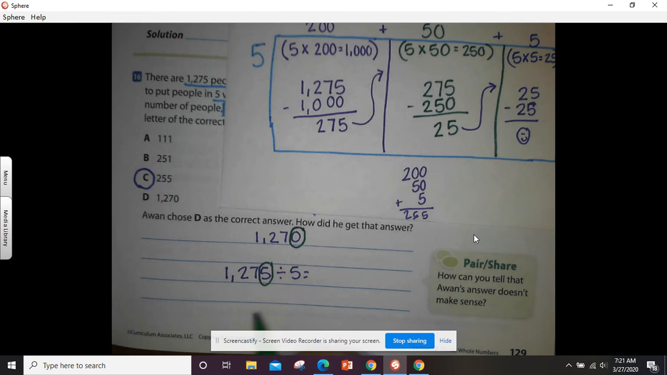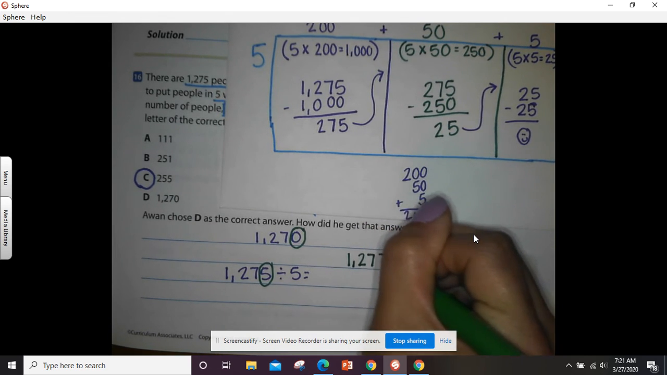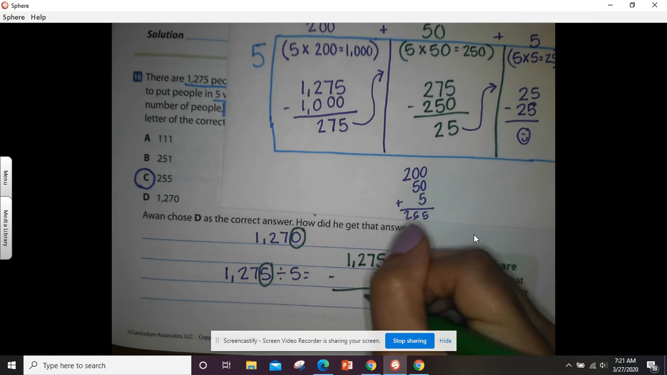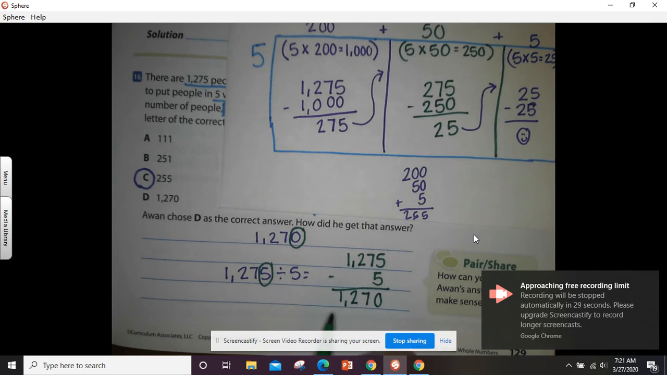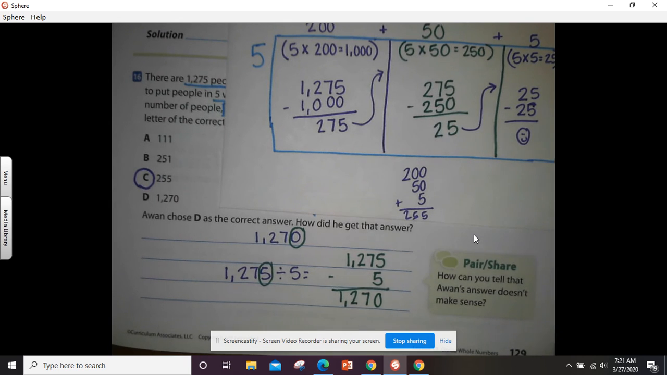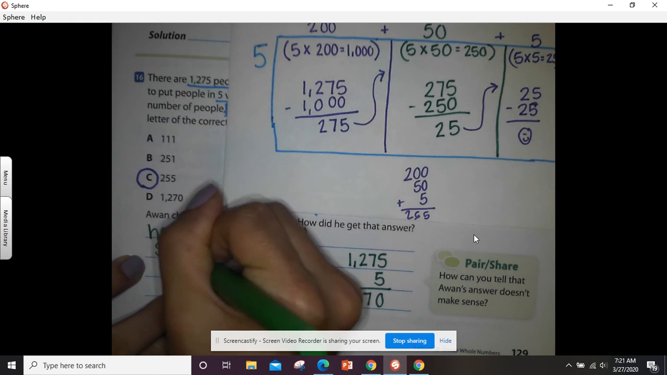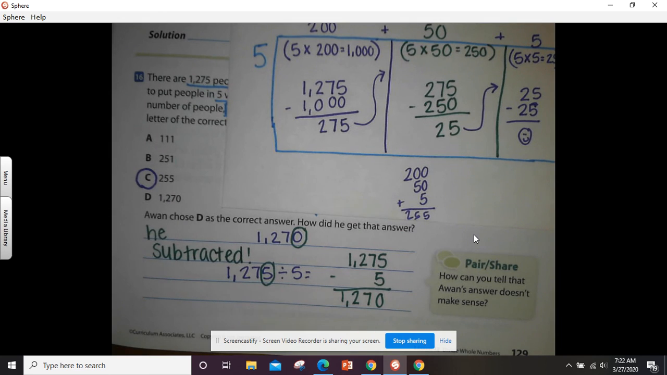I think he, instead of dividing, subtracted. So let me just check if a 1 didn't divide, but he subtracted. 5 minus 5 is 0. Everything else would stay the same. I think he subtracted instead of dividing, and that's how he got 1,270, by subtracting. So I would have written that he subtracted. Hopefully you got that one. Okay. All right. Thanks, fourth graders.